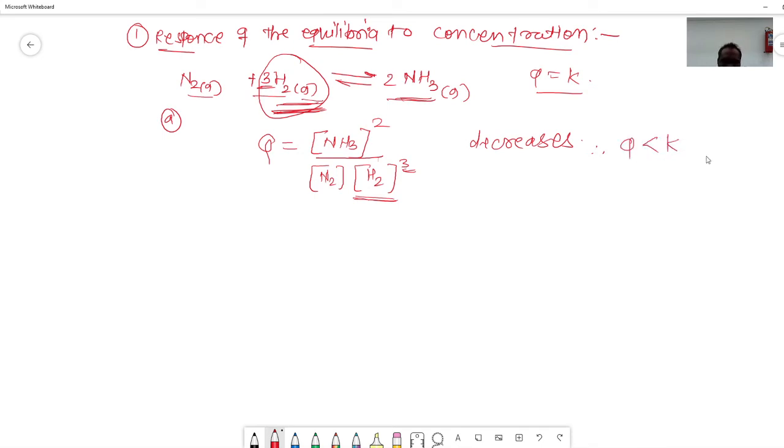If Q is less than K, to re-establish the equilibrium the reaction proceeds to the right direction and more ammonia molecules will be formed. When the concentration of hydrogen increases, the reaction automatically moves to the forward direction to tolerate this stress. Then more ammonia molecules will be formed. Next, what is happening?